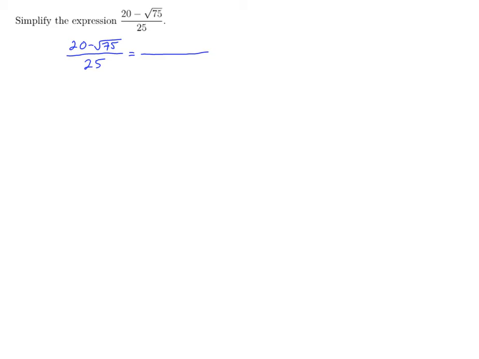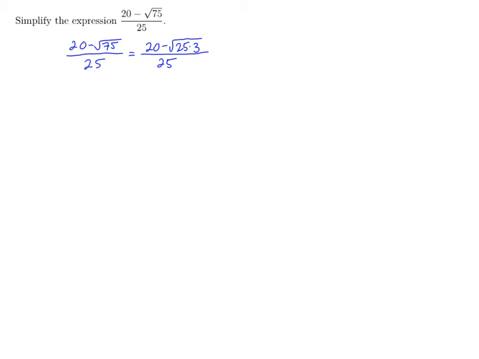To simplify that, we're looking to see if it has a perfect square factor that we can then apply the multiplication property of square roots to. So 75 has 25 as a perfect square factor, and that happens to be the largest perfect square factor for 75. So in our first step, we'll write 20 minus the square root of 75 as 20 minus the square root of the product 25 times 3, and that's all divided by 25.